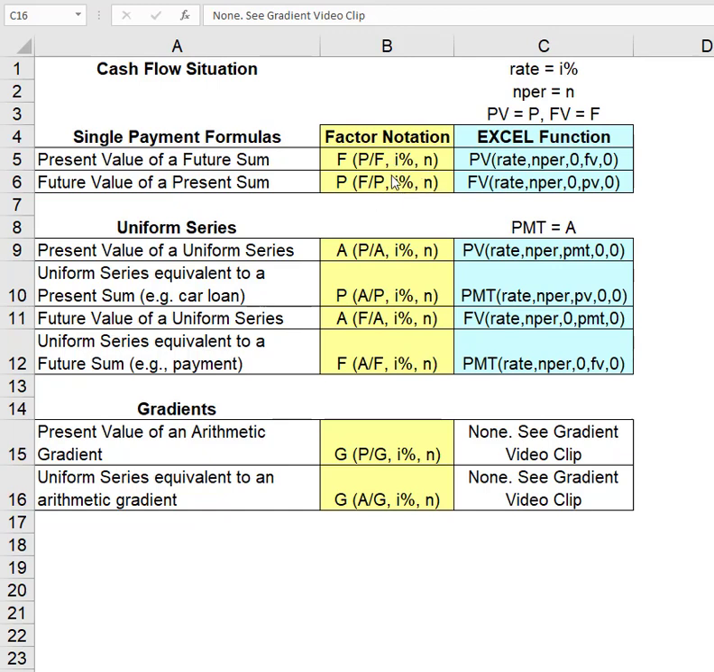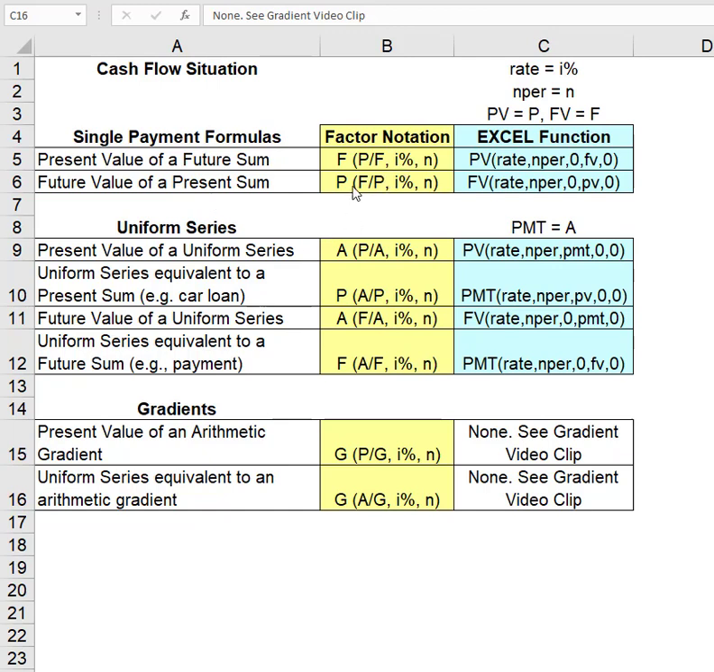So this requires you to have at least an understanding of what some of the cash flows are that we're talking about. For example, single payment formulas are finding the present value of a future sum or the future value of a present sum. There are cash flow diagrams of these cash flows on the inside cover of your book, as well as the same thing for uniform series and gradients. So look in your book if you want to see what those cash flow diagrams look like.